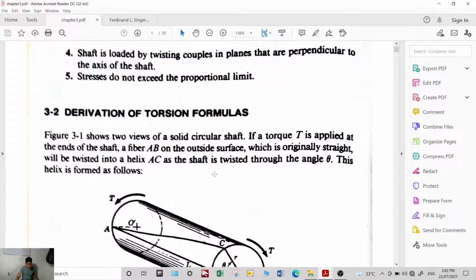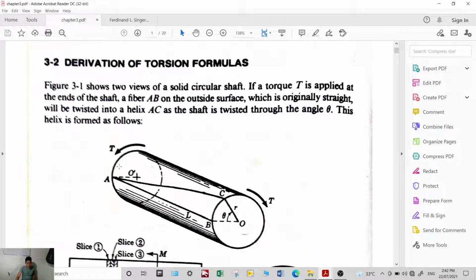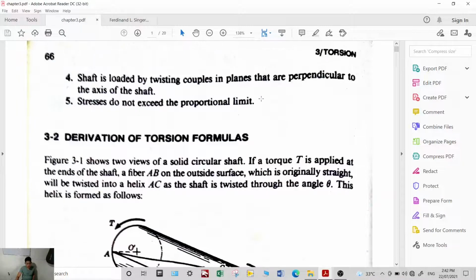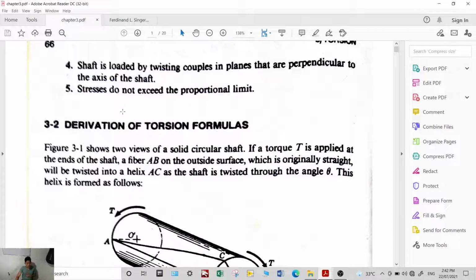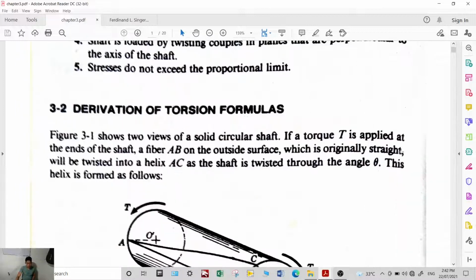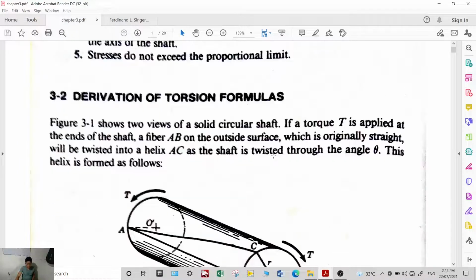Fourth is this one. Shaft is loaded by twisting couples in planes that are perpendicular to the axis of the shaft. So if this is the axis of the shaft, the twisting couple applies a perpendicular. Lastly, stresses do not exceed the proportional limit. Okay, now, using these assumptions, we will now be able to derive the torsion formula.